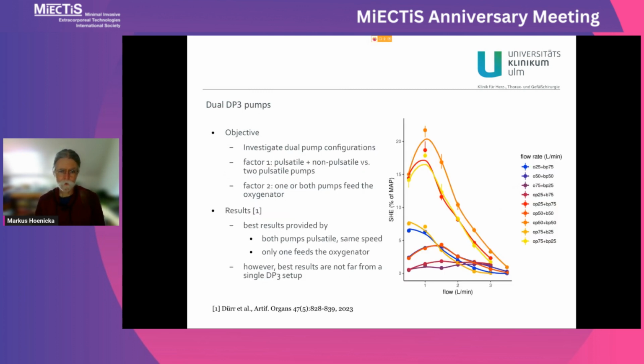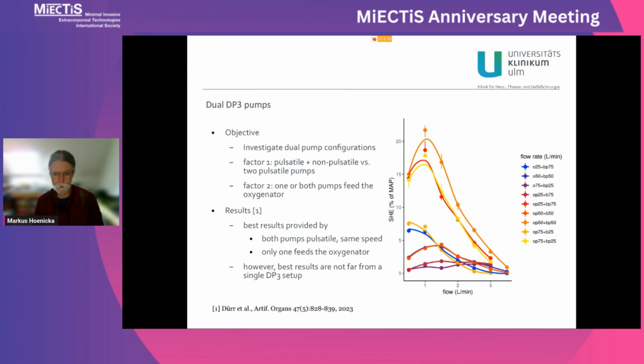Next, we ran a couple of experiments with dual DP3 pumps. The idea was to run 2 pumps at half speed rather than having one pump max out at maximum speed at the highest flow rates. And we investigated different combinations. For example, a pulsatile pump and another non-pulsatile pump, or both pumps pulsatile and synchronized.